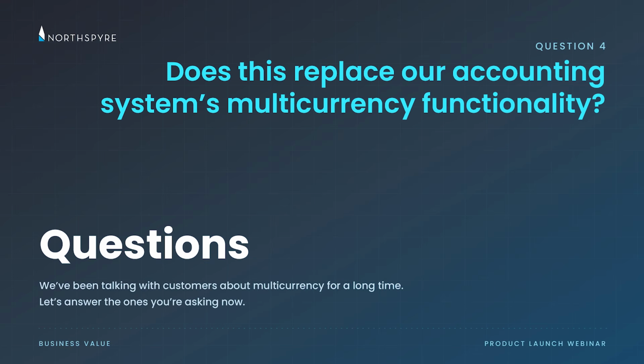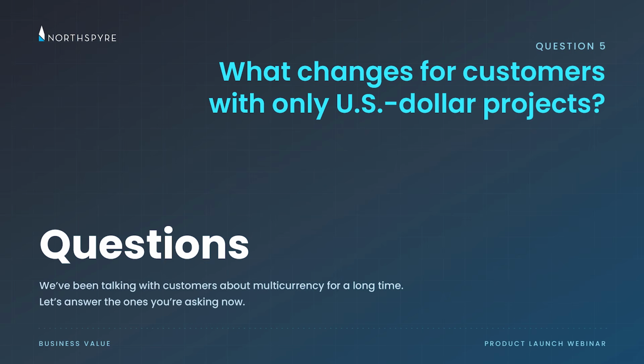The answer, no. Northspyre is the operating platform for real estate development management, and your accounting system remains responsible for formal ledger-level accounting and related currency requirements. Northspyre's role is to make project currency clear and consistent throughout the project delivery. Your existing way of working remains familiar. What you gain is the option to create and manage a non-USD project when the next opportunity appears across a border.